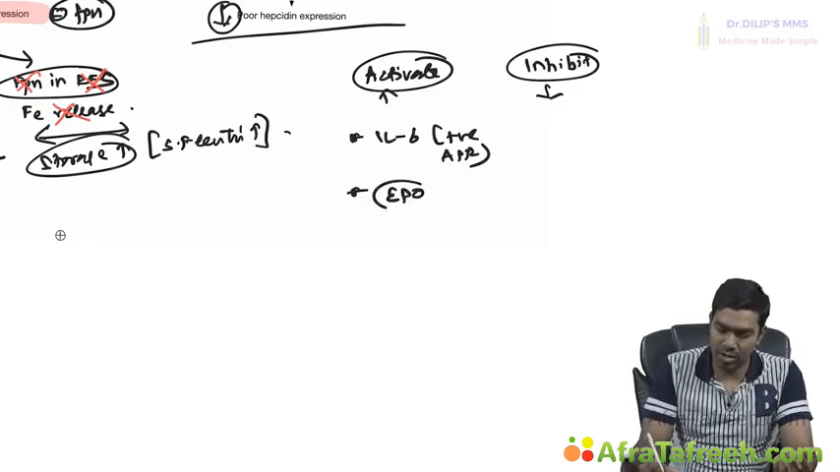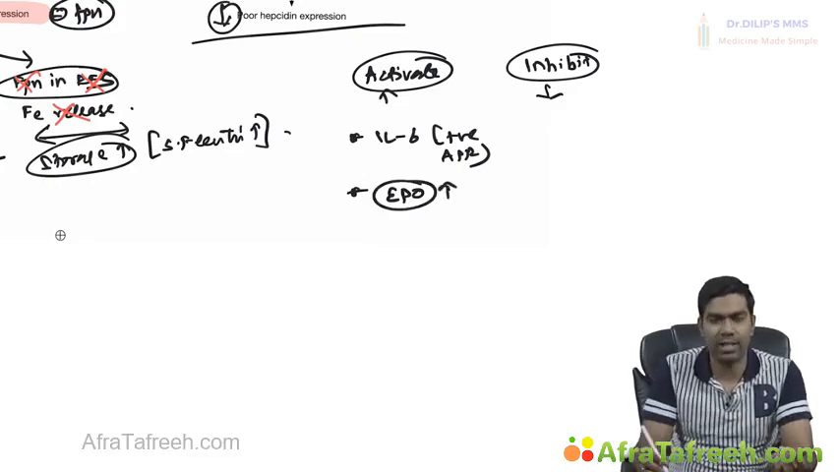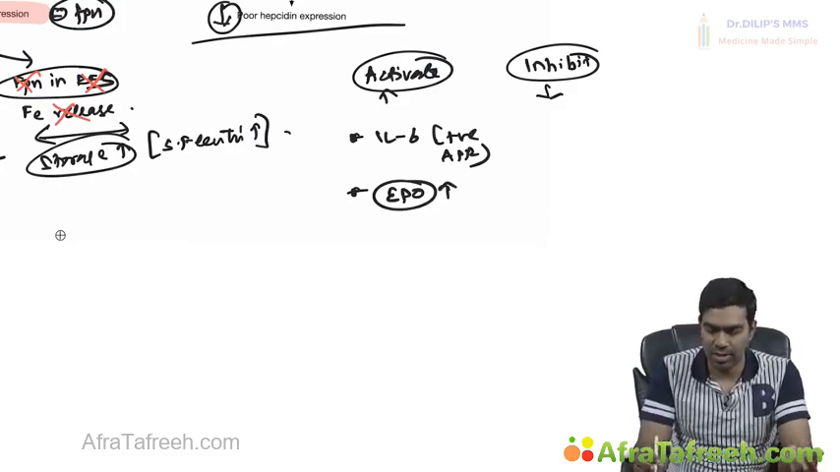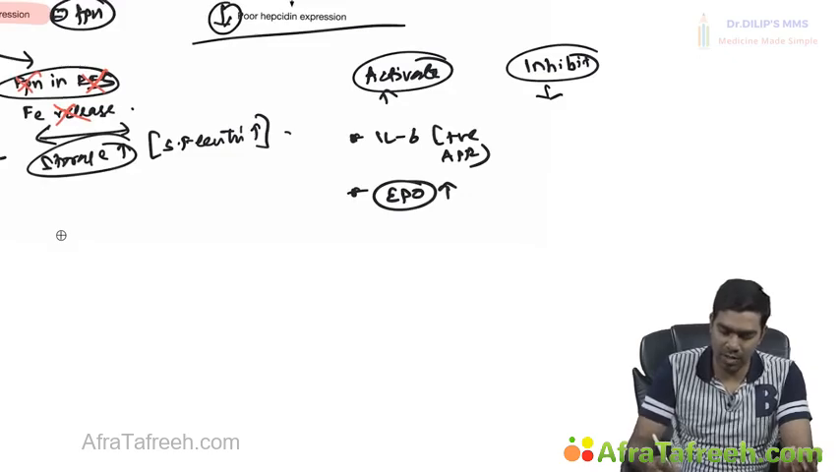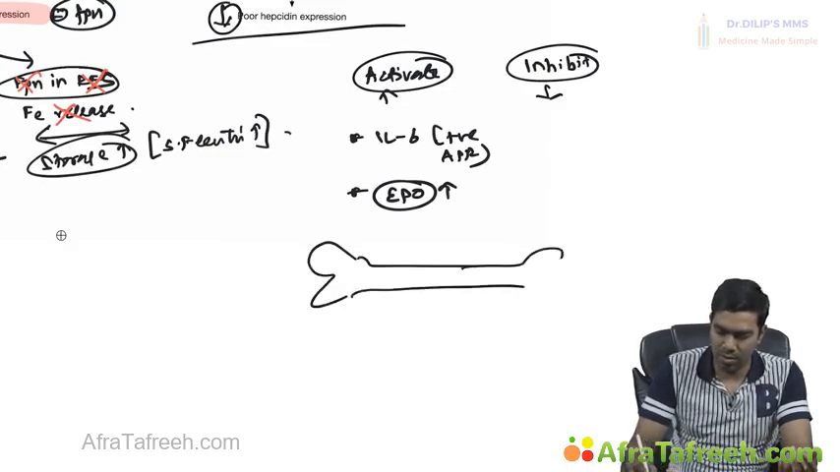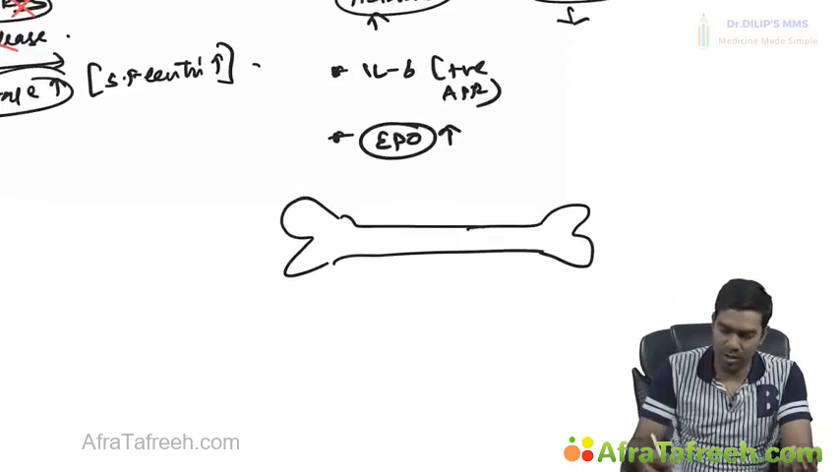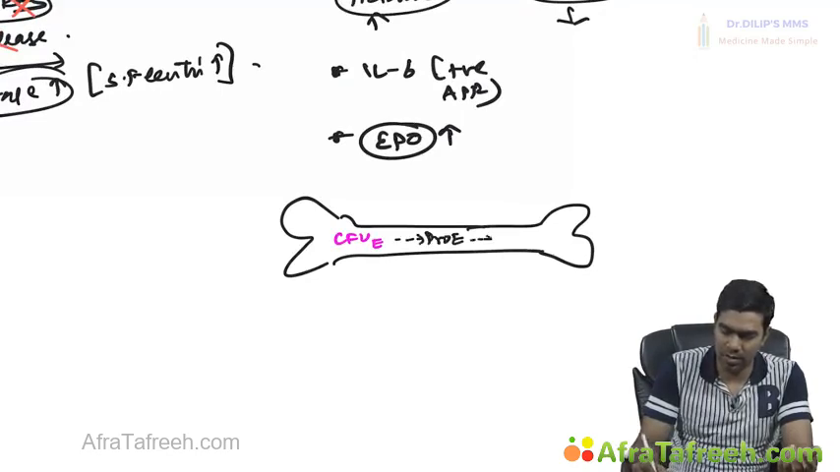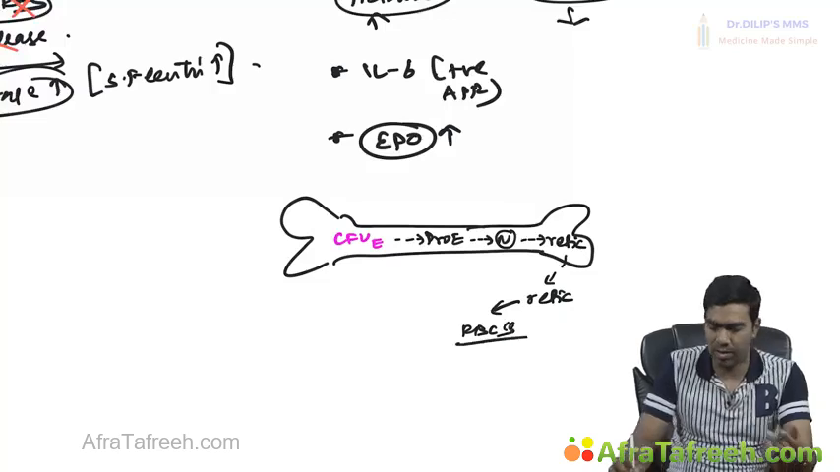Erythropoietin. Whenever erythropoietin is in excess, it can activate the hepcidin release. This is happening through a different mechanism. So whenever you have a bone here, so let me draw a bone. You have something called colony forming unit erythroblast, which further differentiates into a pro-erythroblast, which further differentiates into many normoblasts, which further differentiate into a lot of reticulocytes. These reticulocytes are released in circulation, which become mature RBCs. So this is how it works.